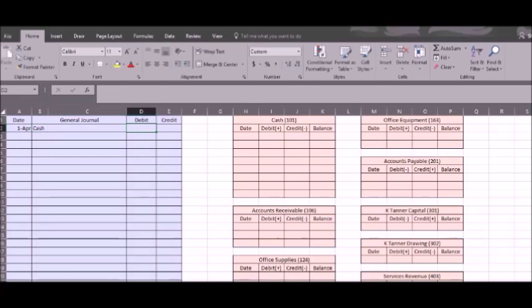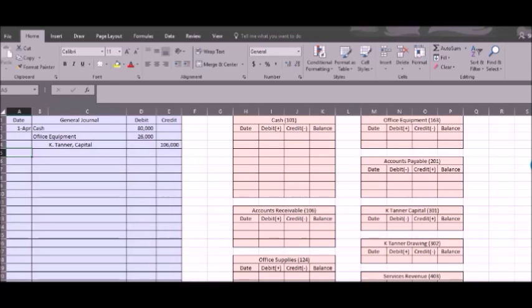I'm going to debit cash for $80,000 because that's what he contributes, right? He also contributed office equipment, right? Contributed office equipment to the tune of $26,000. So there's our two debits. Remember, debits are flush to the left, right? And then we're going to credit K Tanner capital for $106,000.